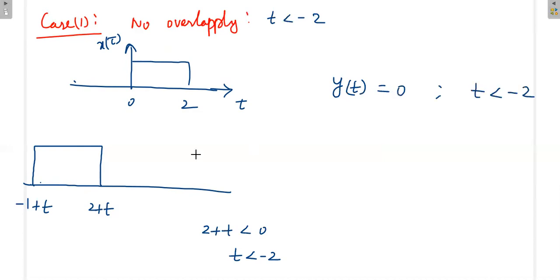Then we'll try to get the partial overlap. We'll try to get the partial overlap. And then Case 2: partial overlapping.